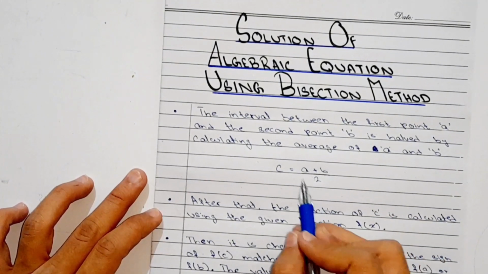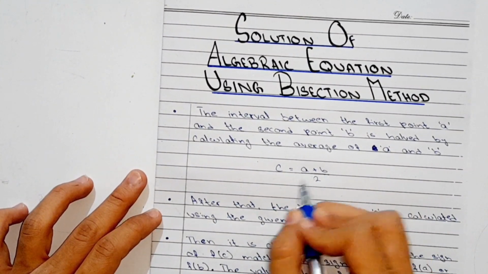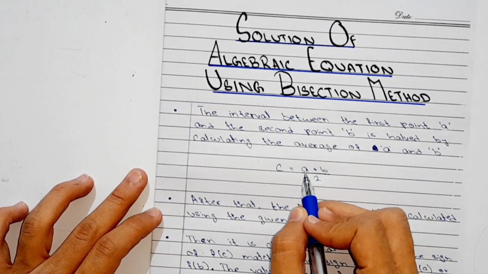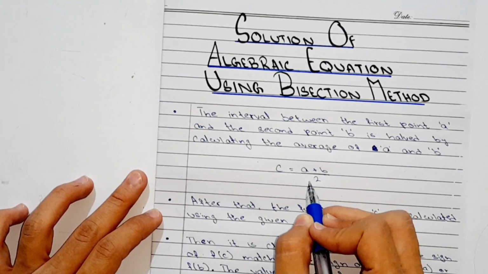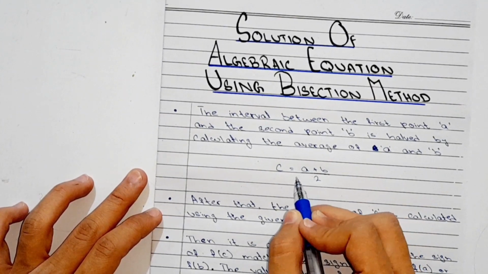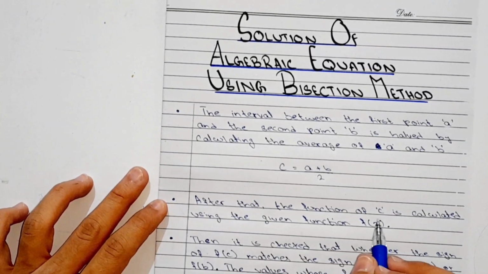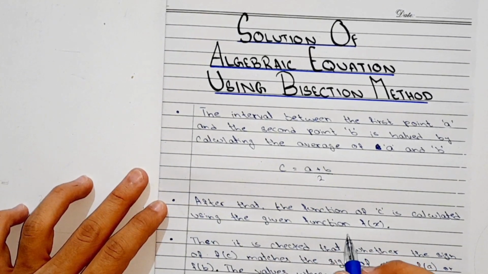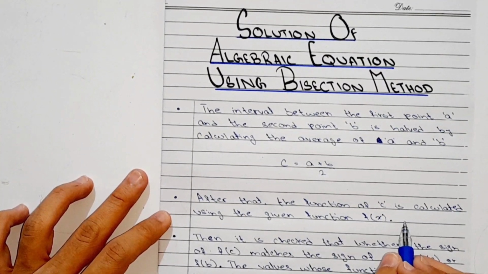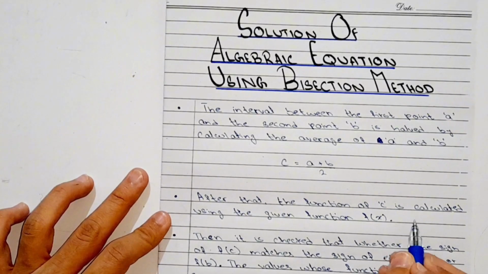So let's consider we have 2 points, one is A and one is B, and we want to find an interval between these 2 points. So we are going to suppose it as C and find the average of the points A and B. So the average of points A and B will be the interval between these 2 points, which is C. After that, the function of C will be calculated using the given function that we have. Let's say that it's f(x).